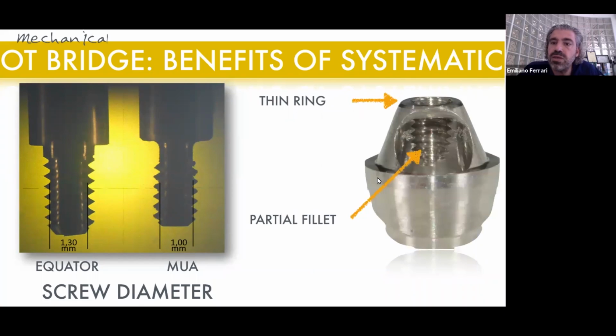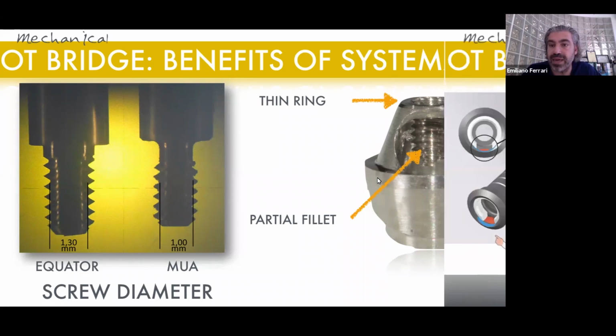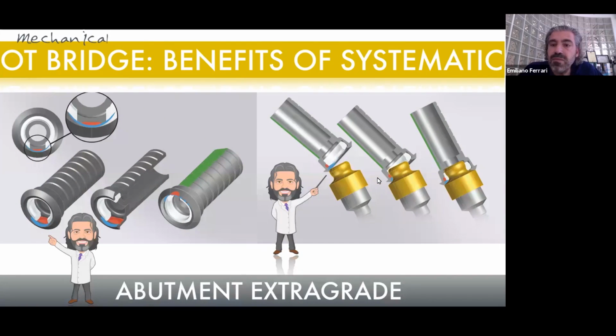And the second reason is the absence of the secondary screw, so the absence of the partial thread and thin rings that you need to give the space for screwing the secondary screw. If you use a one-piece abutment, just like a straight multi-unit abutment, you don't have those kinds of problems, and this is a very big advantage in terms of mechanics. The second advantage is the one that I told you before, the use of the extra grade for the insertion, also in case of important divergence.